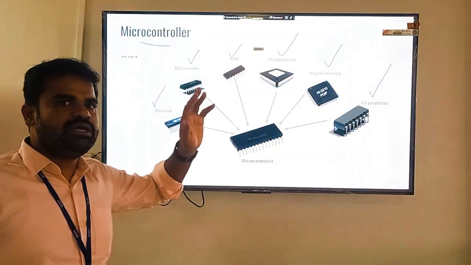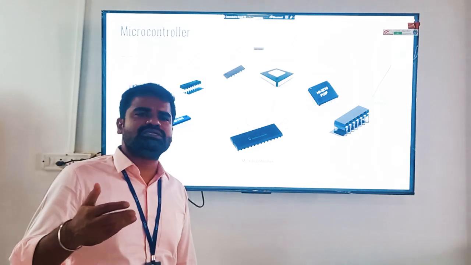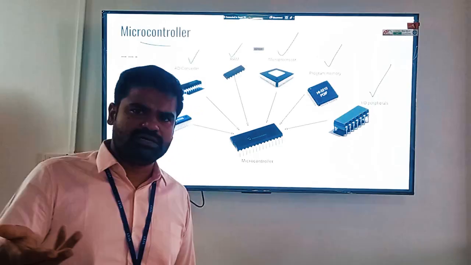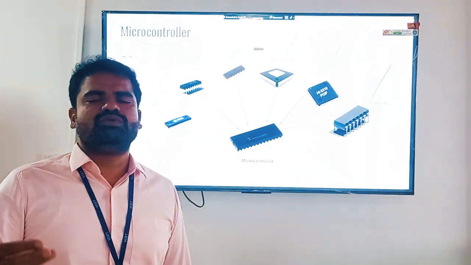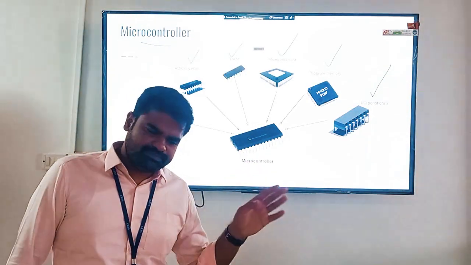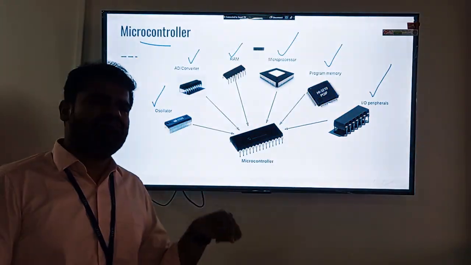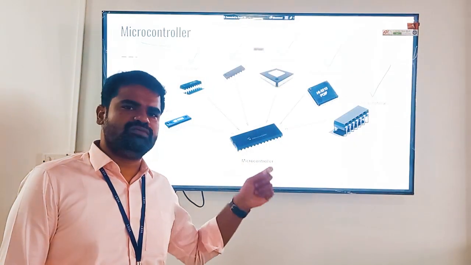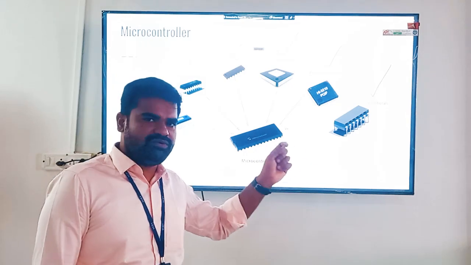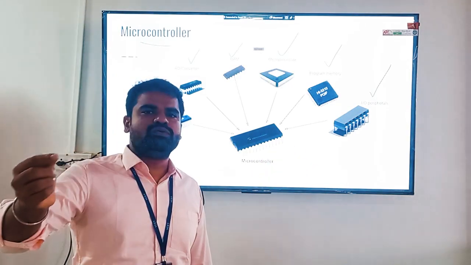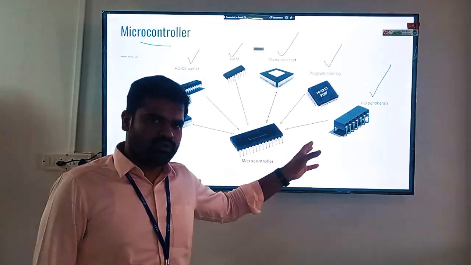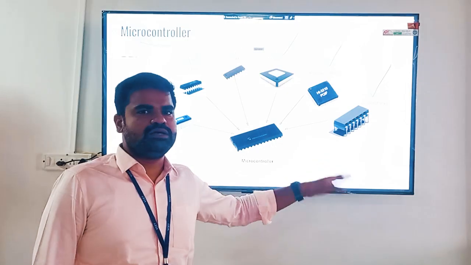And the program memory varies depending on devices, which may comprise higher or lower memory, based on your purpose and based on the price. Next one is input and output peripherals. After you give an input, it will be converted into machine level language, and after decoding, your output will be shown in your output devices. The input and output peripherals are responsible for that conversion.